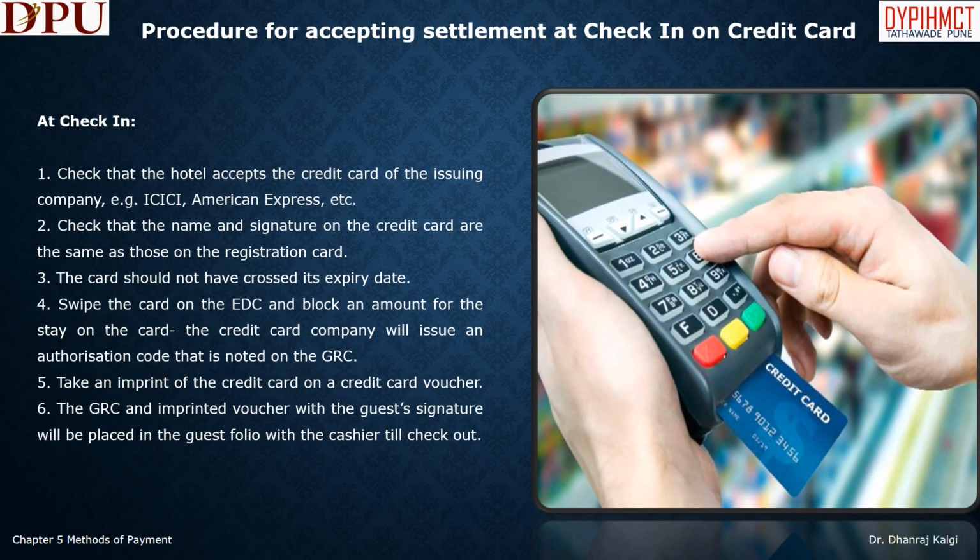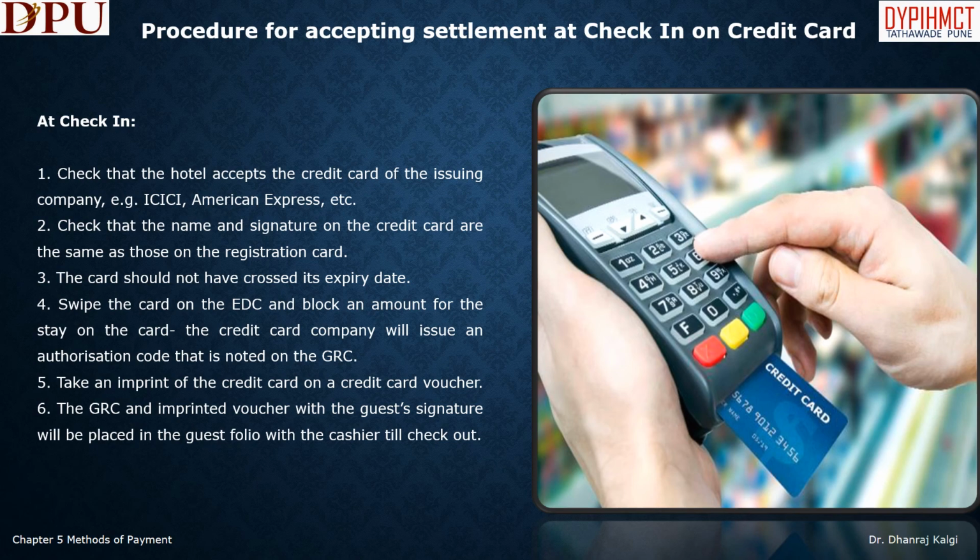Procedure for accepting settlement at check-in on credit card. At check-in: 1. Check that the hotel accepts the credit card of the issuing company, for example ICICI, American Express, etc. 2. Check that the name and signature on the credit card are the same as those on the registration card. 3. The card should not have crossed its expiry date.